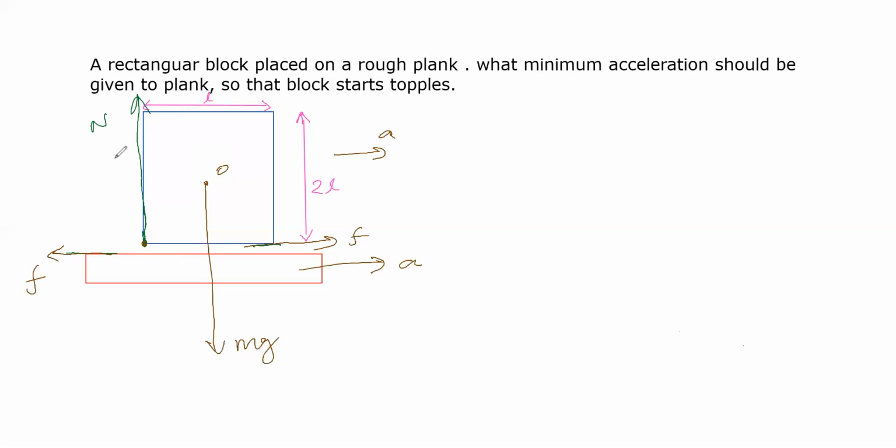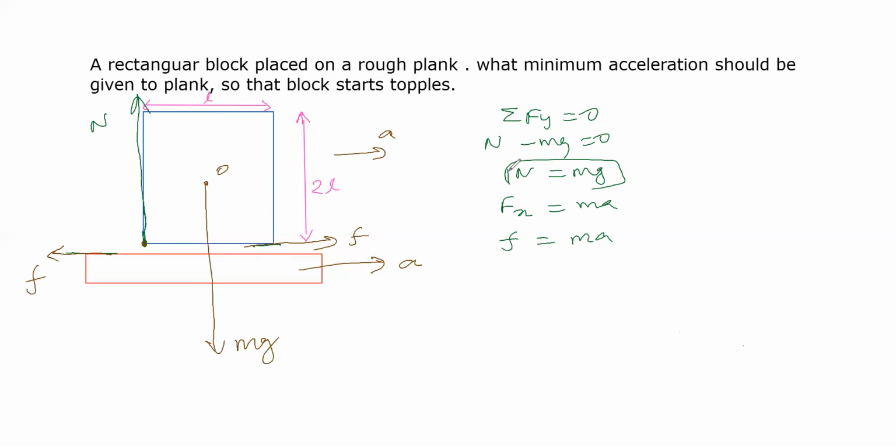Now, first, in the y direction there is no motion, so the net force along the y axis should be zero. That means the normal reaction acts upward and mg acts downward, so N minus mg is equal to zero. From this we get N equal to mg. In the x direction, the net force along the x axis is equal to mass into acceleration. In the x direction the frictional force is acting, so the frictional force is equal to mass into acceleration. So we got these two conditions: N equal to mg and friction force equal to ma.